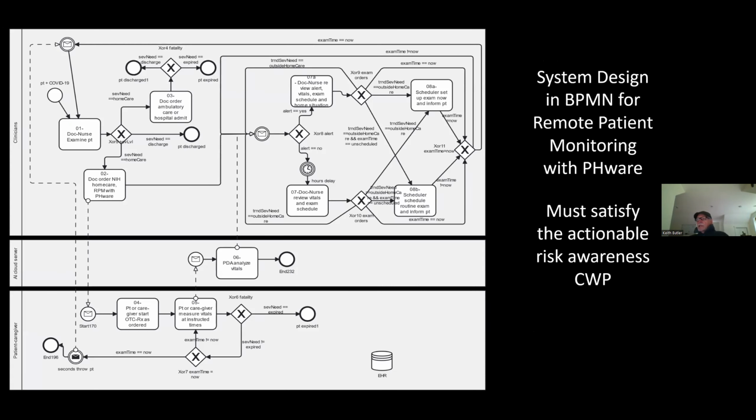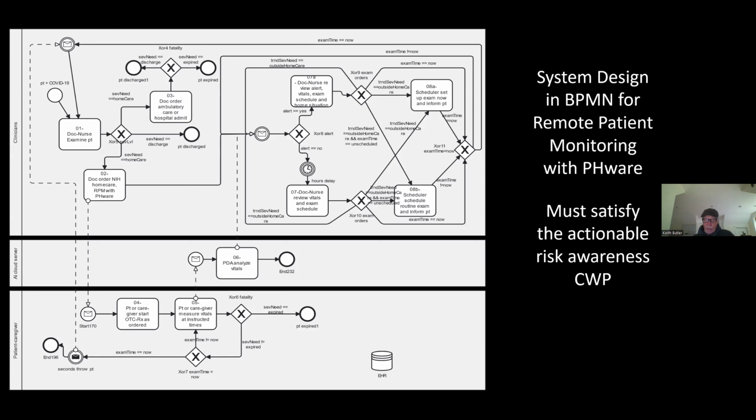So this is the RPM workflow that has been certified to solve the cognitive work problem, and it's implemented in the BPMN standard. Now, the design uses pH-ware, a patent-pending technology for a single finger clip to measure and stream 7 vital signs.